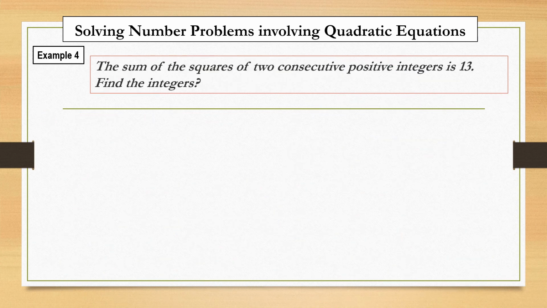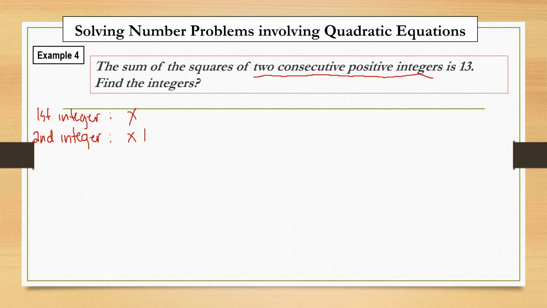Another example. The sum of the squares of two consecutive positive integers is 13. Find the integers. So it says here, two consecutive positive integers. So meaning, if the first integer is represented by x, since they are consecutive positive, how do we represent the second integer? The second integer would be x plus 1.